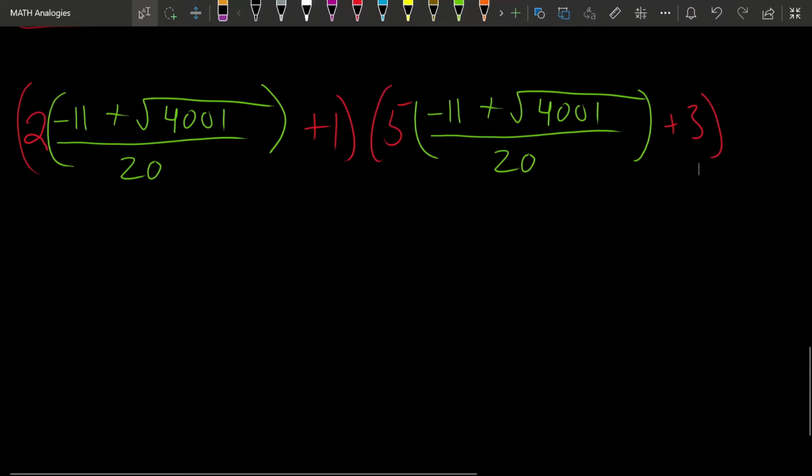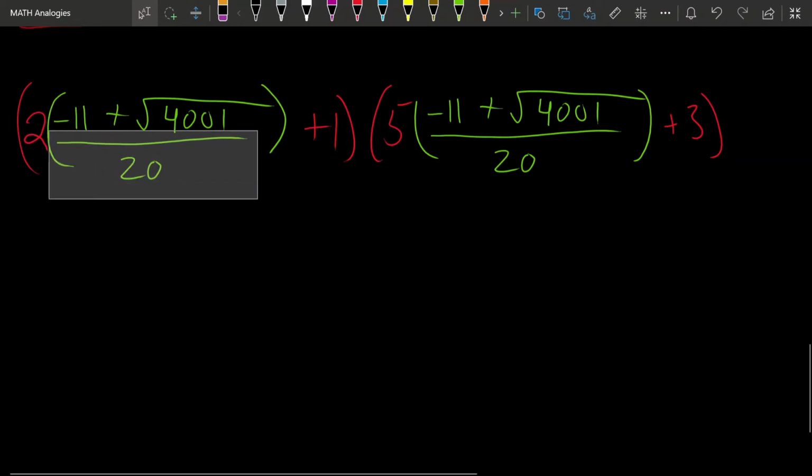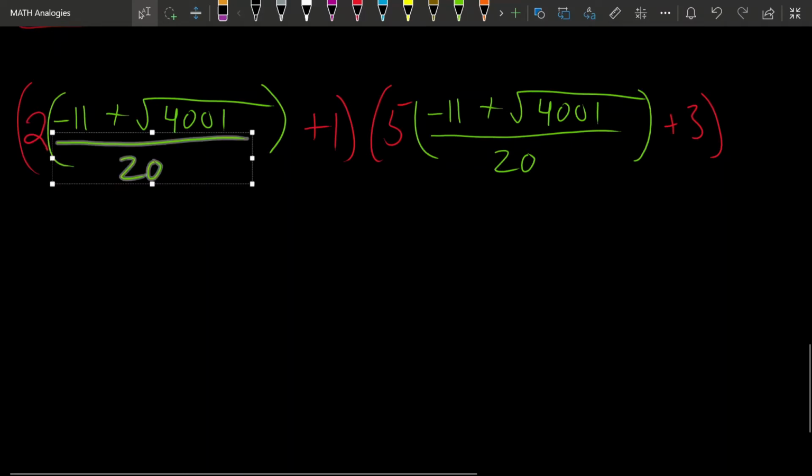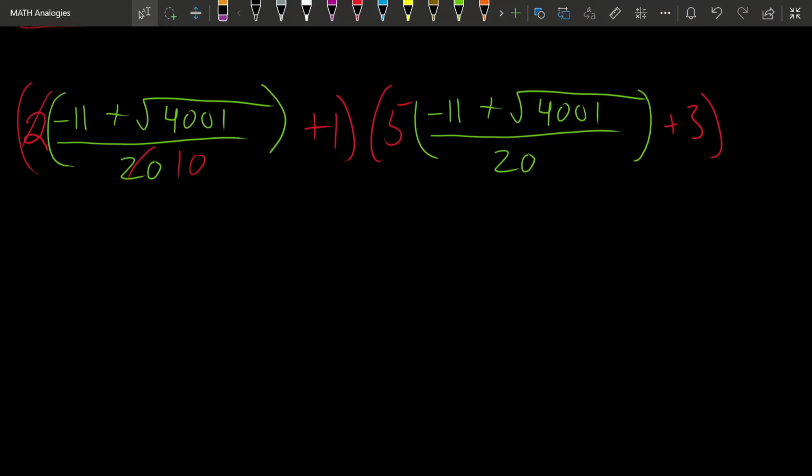Let's go ahead and simplify these fractions. Notice there's a 2, and on the bottom of this fraction there's a 20. So we can actually reduce that, cancel out the 2 to get a 10 on the bottom, because 20 divided by 2 is 10. And similarly, we have a 5 and a 20, which would cancel out. 20 divided by 5 is just 4.